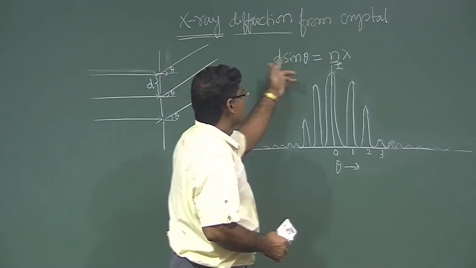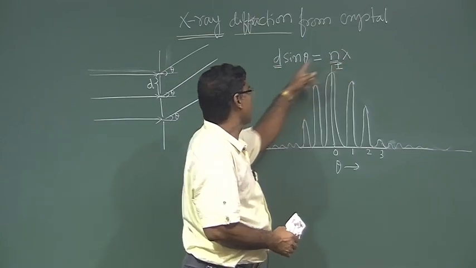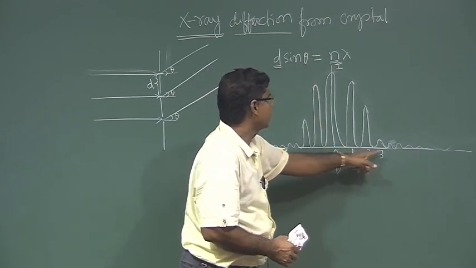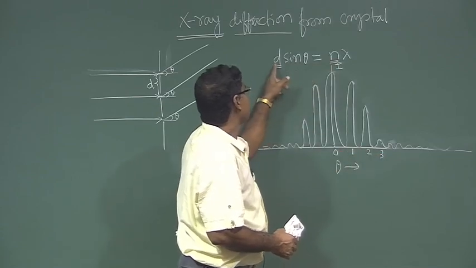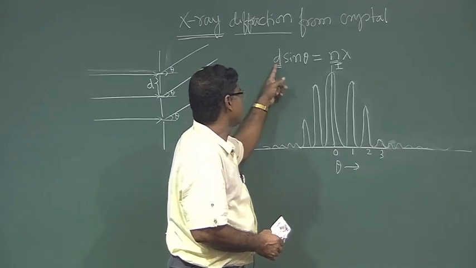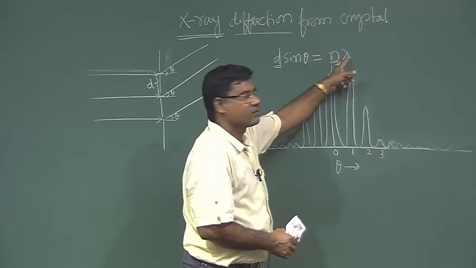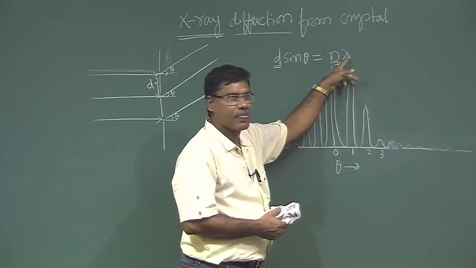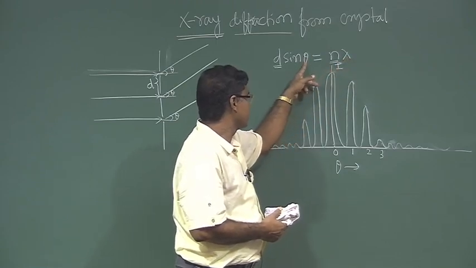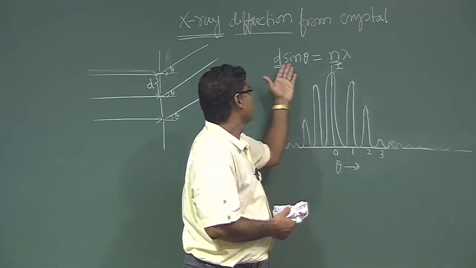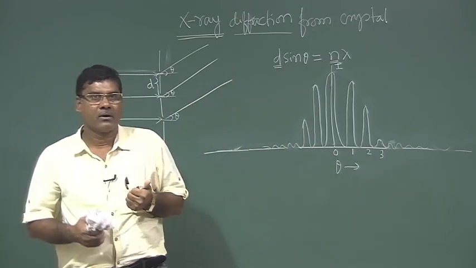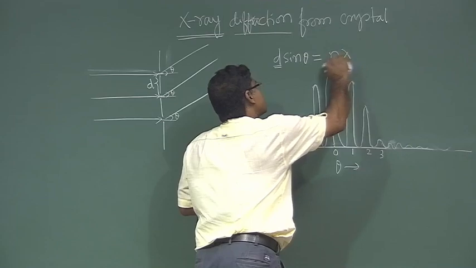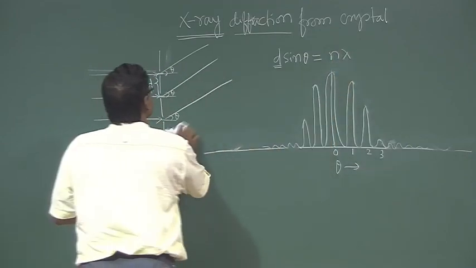So, if we know lambda, then experimentally one can find theta for different orders, and then we can find d, or if we know d, then we can find the unknown wavelength of light. Okay. So, one has to measure this angle experimentally, then one can find either the grating element or the wavelength of light.